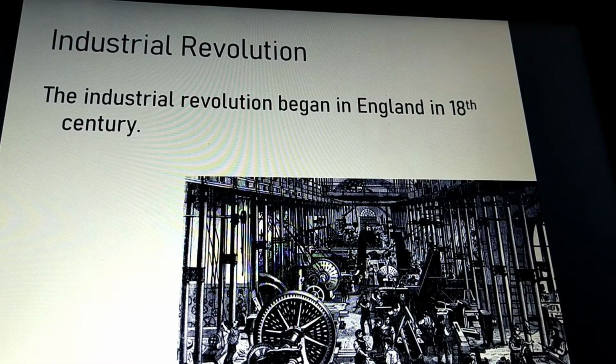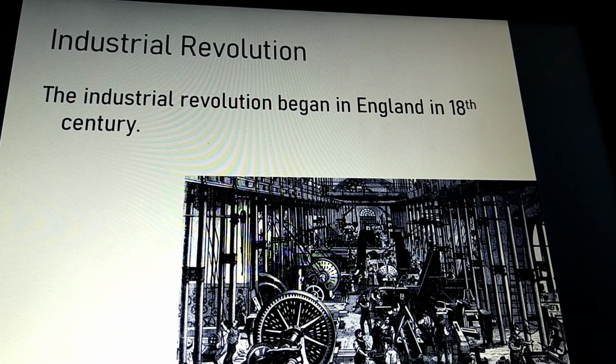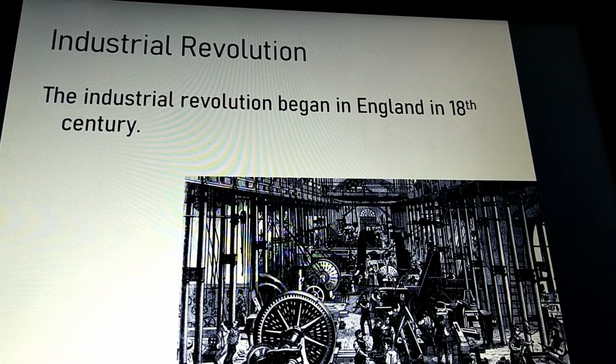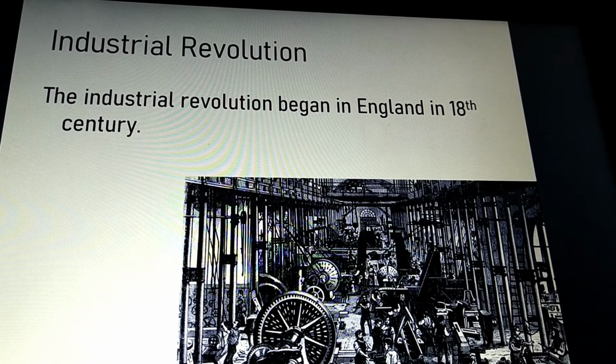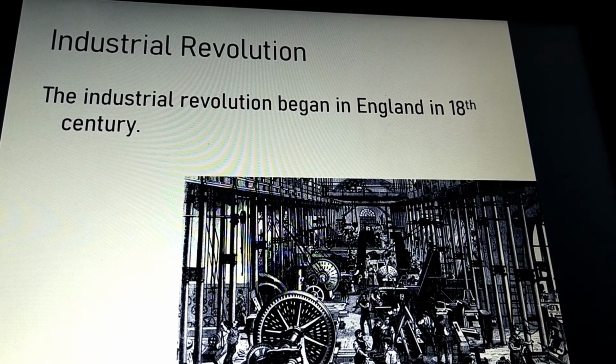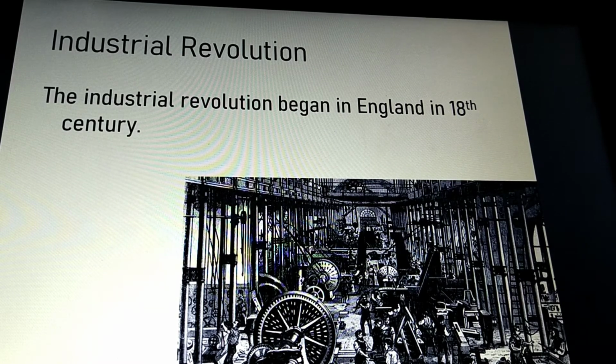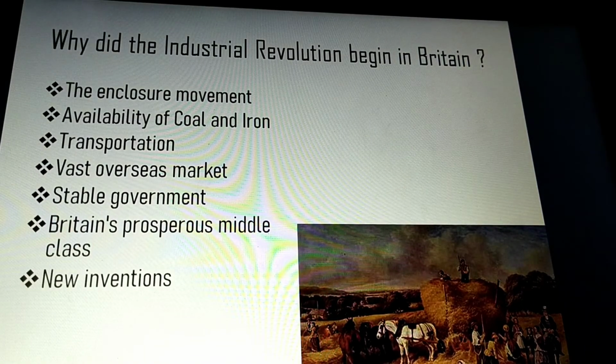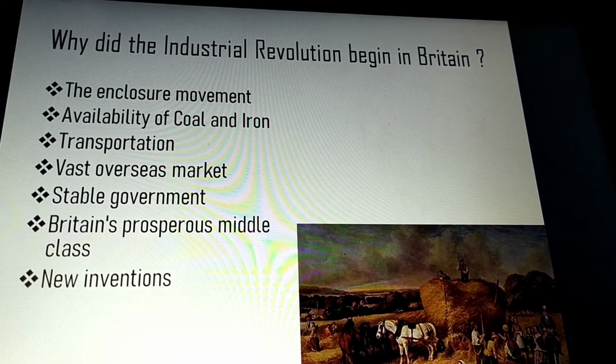Now we come to the Industrial Revolution. The Industrial Revolution began in England in the 18th century and later spread to other parts of the world. It transformed the agriculture-based economy into a manufacture-based economy. Earlier the people were completely dependent on agriculture and fields. Now people started working in factories, so the economy transferred from agriculture to a manufacturing-based economy. The term Industrial Revolution was first popularized by Arnold Toynbee.